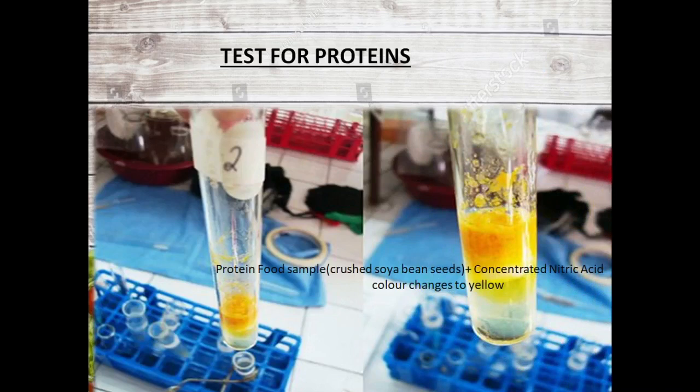Next, one more activity is given in the book, that is the test for protein. For this you have to take a food sample that is of protein. Suppose you have taken a crushed soya bean seed. Again this lab activity we will do later on, clear, after the lockdown period. So you have to take crushed soya bean seeds, any food sample which is rich in protein, in the test tube. Then you have to add concentrated nitric acid. Then the color of that food sample changes to yellow. So that shows the food sample carries proteins in it. We have shown you this activity also in the Tata video.